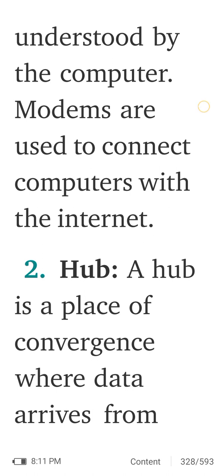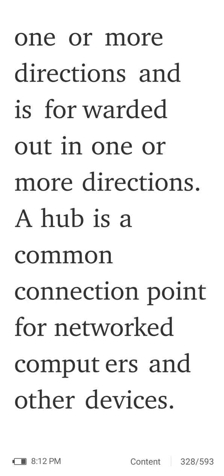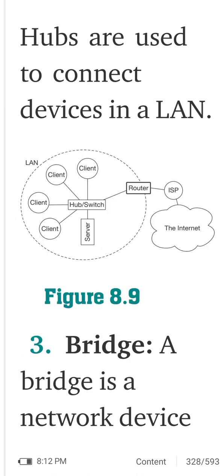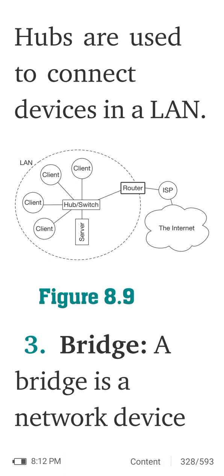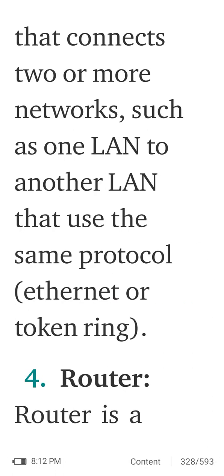So, a hub is a place of convergence where data arrives from one or more directions and is forwarded out in one or more directions. A hub is a common connection point for networked computers and other devices. Hubs are used to connect devices in a LAN. Here you can see a picture which depicts a hub or switch in a LAN, local area network. Bridge: a bridge is a network device that connects two or more networks, such as one LAN to another LAN, that use the same protocol, Ethernet or token ring.